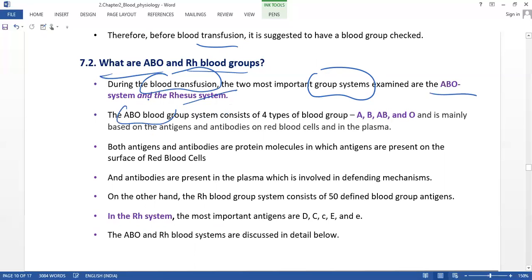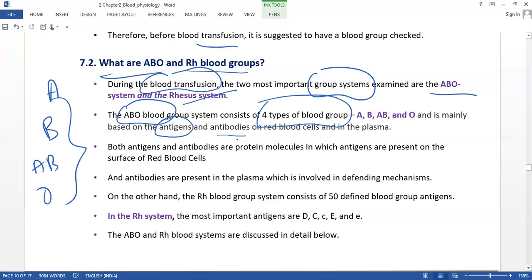The ABO blood group system consists of four types: A, B, AB and O. This is mainly based on the antigens and antibodies, that is, on the RBC and in the plasma. Both antigens and antibodies are protein molecules.